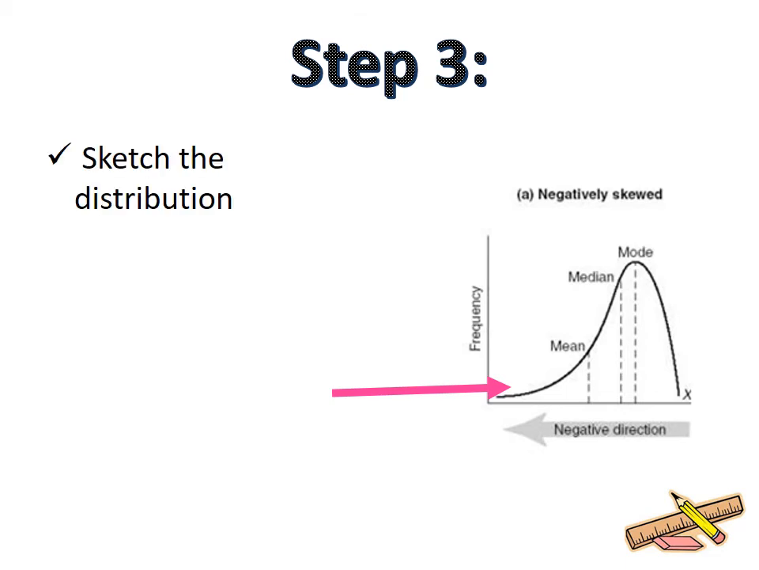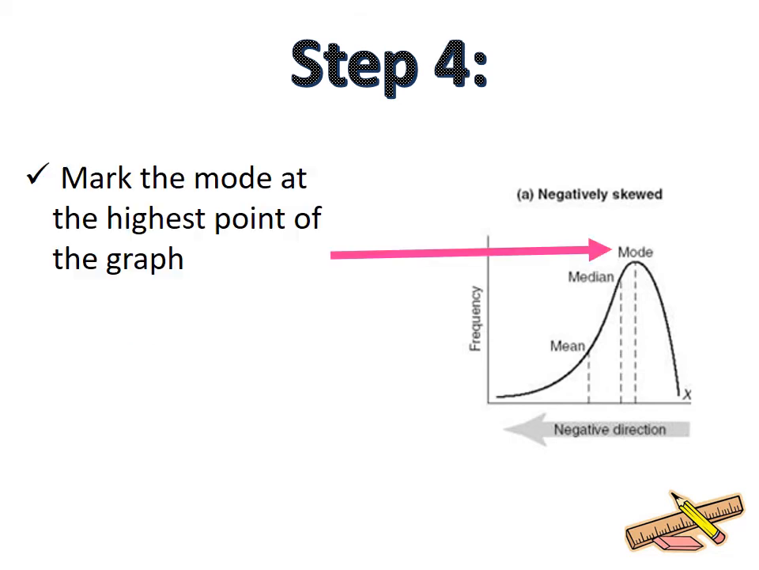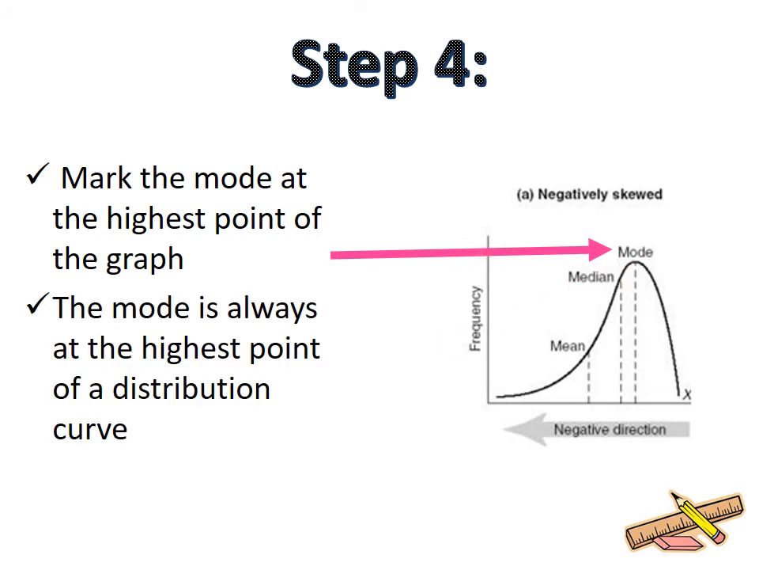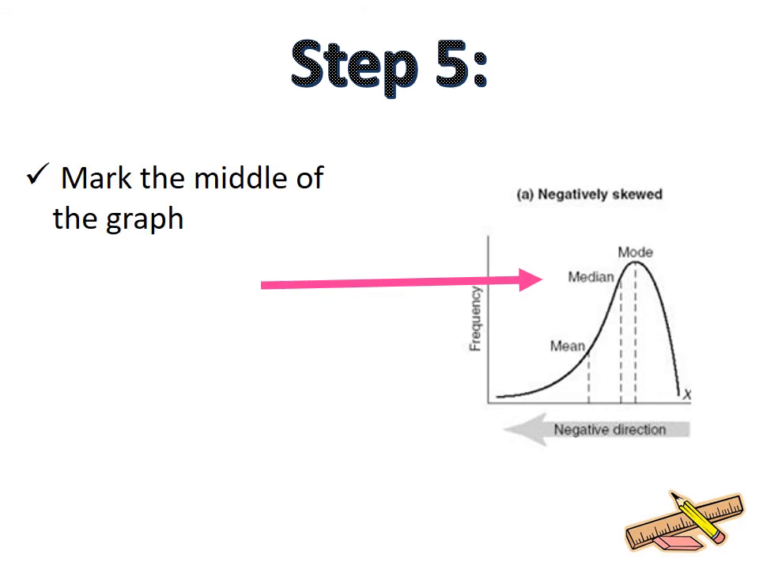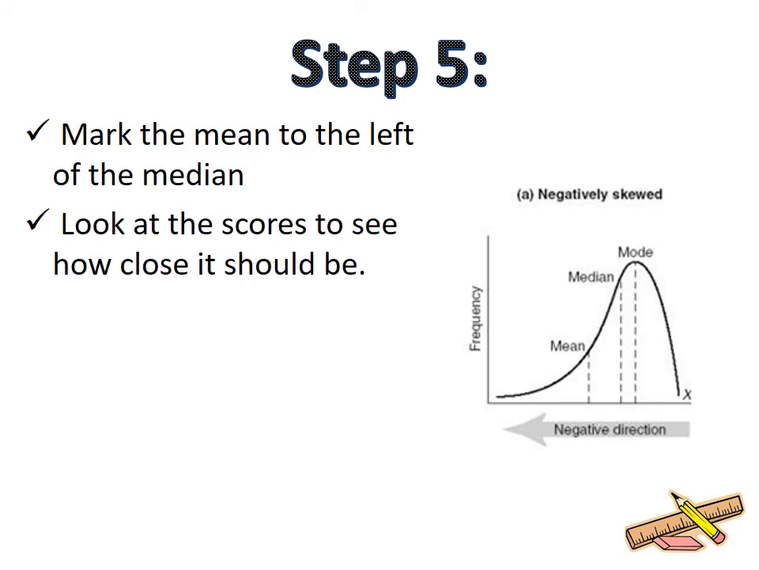And then step three, we're going to sketch the distribution. So we know it's negatively skewed, so it's going to have a long tail to the left. So we start by marking on the mode. So on here on the frequency, we go, mode there. That's always going to be the highest point of our distribution curve. Then we mark on the median, which we know is less than the mode. And then finally, we mark on the mean. And we see how far away the mean is from the median. The mode will depend on your data set.